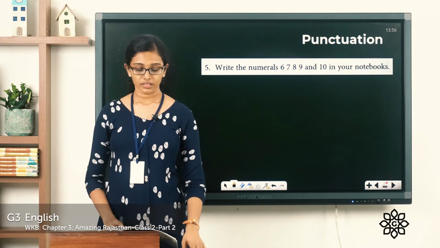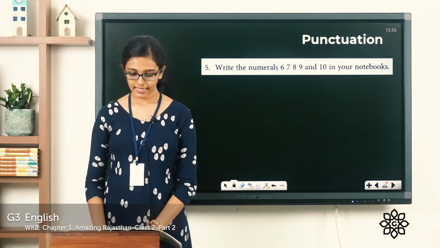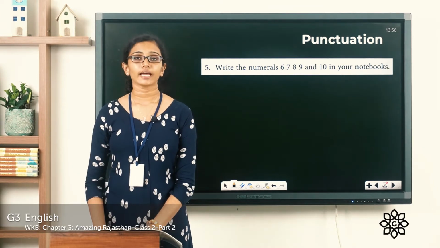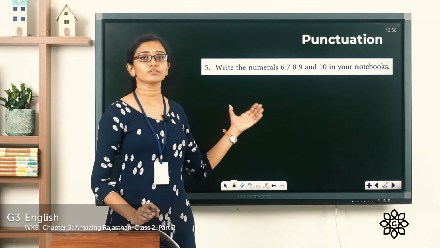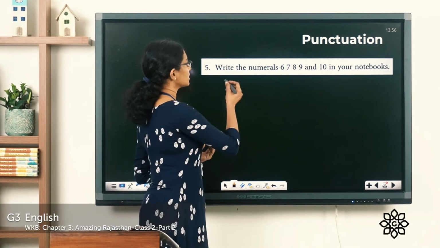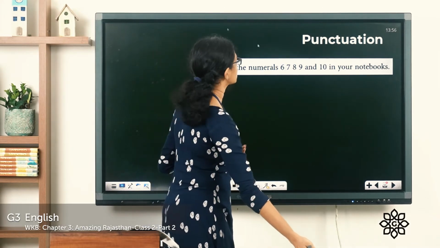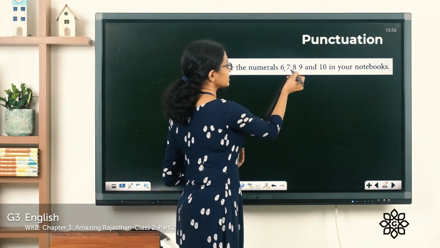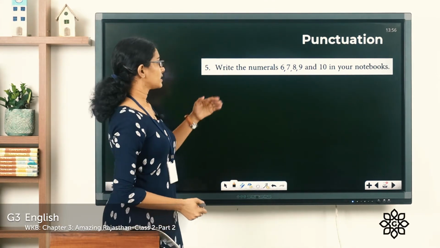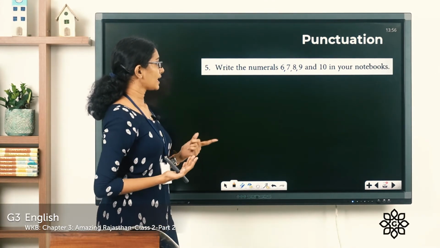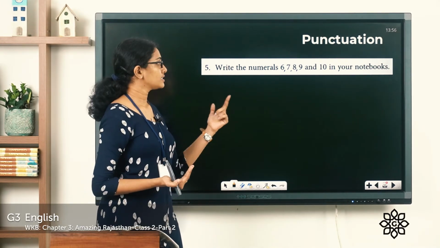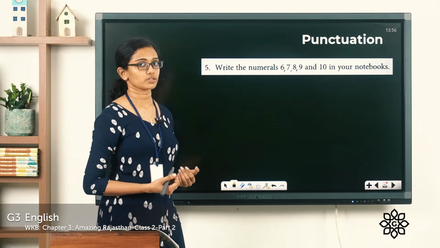Now, let's look at the 5th question. Write the numerals 6, 7, 8, 9 and 10 in your notebooks. So, there are more than 2 numbers or numerals here. So, let's see how we can insert commas here. Write the numerals 6, 7, 8, 9 and 10. So, let's read this sentence once again. Write the numerals 6, 7, 8, 9 and 10 in your notebooks.